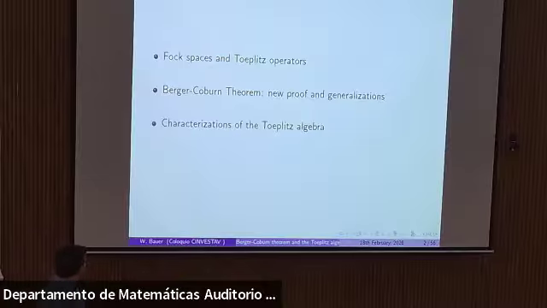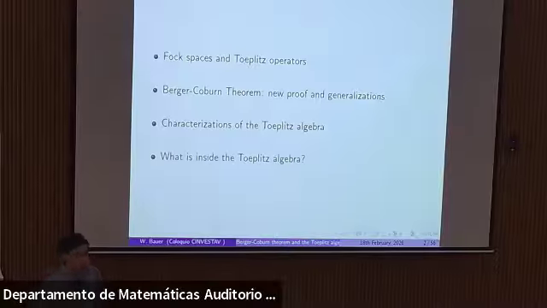The next topic, which seems a bit unrelated to the first one, is the Toeplitz algebra. This is a C-star algebra, which is generated by Toeplitz operators in this framework of Fock spaces. I want to present a list of characterizations of these algebras, which partly do not use the notion of Toeplitz operators. And then the question is, what actually is in that Toeplitz algebra? What is inside and what is not inside? I'll give you some examples.